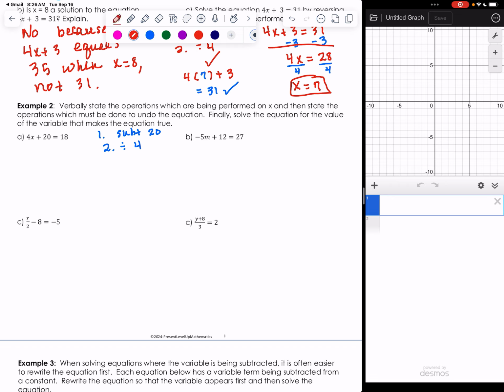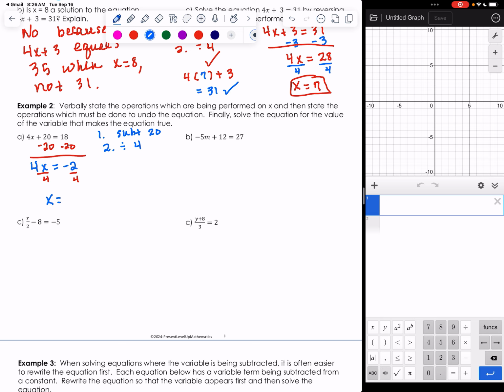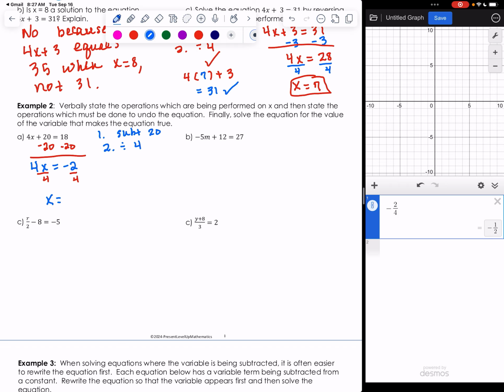So let's try that. Okay, subtract the 20 and we get 4x equals -2, and then divide both sides by 4. Now, be very careful here because a lot of people think the answer is -2. So 4x divided by 4 is x, and -2 divided by 4. Let's just put that in the calculator so you can see what happens. -2 divided by 4 gives us -0.5, but we want to write our answer as a fraction because there was not a decimal in our original problem. So -1/2.